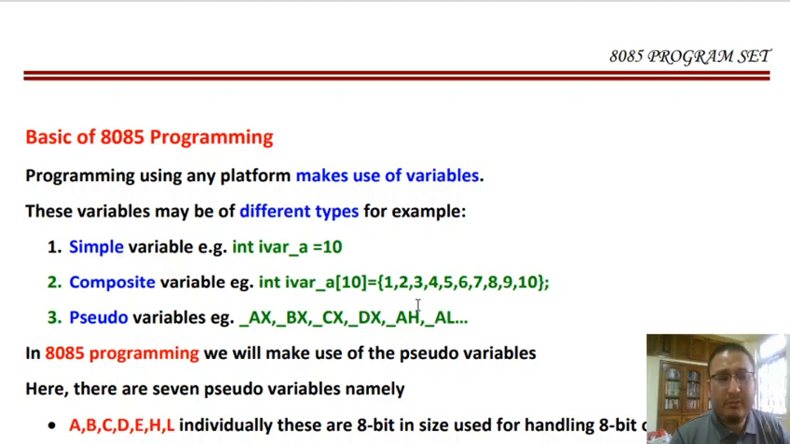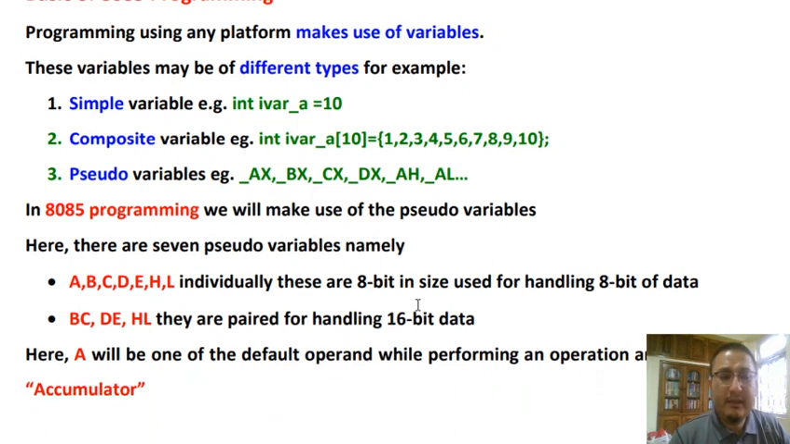Now in 8085 programming, we make use of such pseudo variables. Here there are 7 pseudo variables, namely A, B, C, D, E, H and L. Individually, these pseudo variables or registers are of 8-bit size and capable of holding 8-bit data. As and when required, these 8-bit registers can be combined to form a 16-bit register to hold 16-bit data.